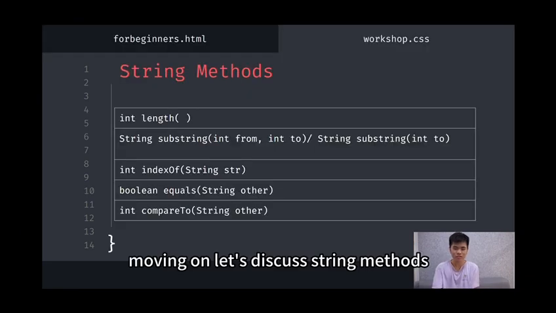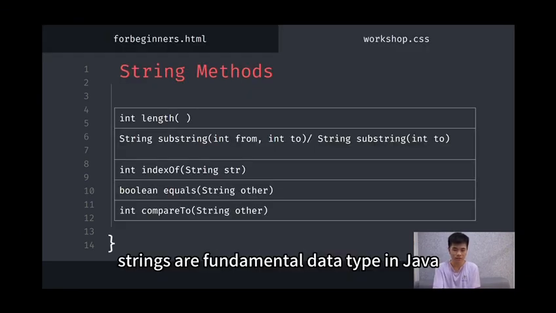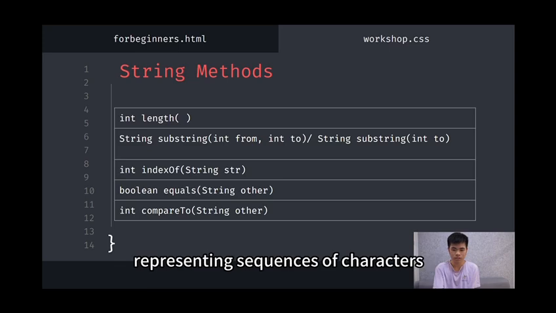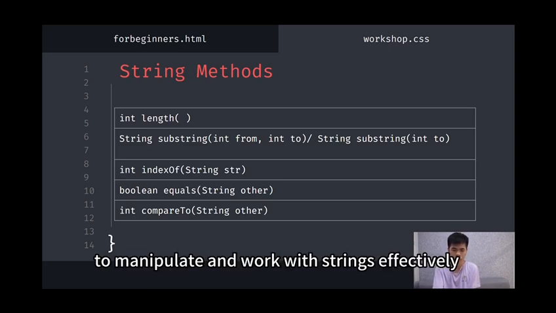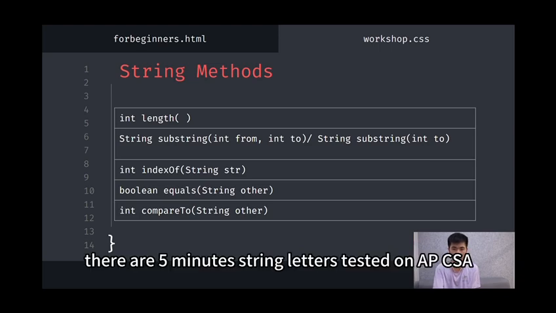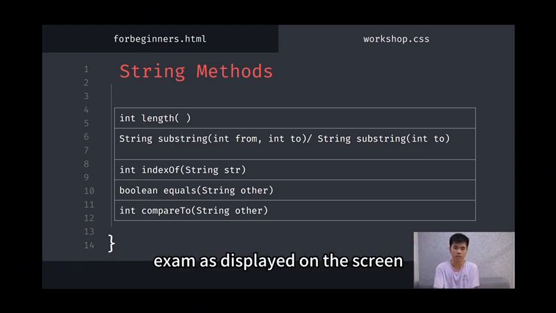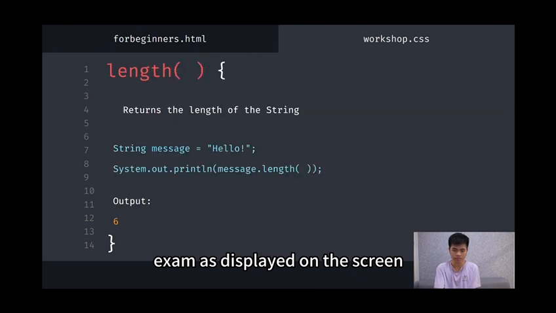Moving on, let's discuss string methods. Strings are a fundamental data type in Java, representing sequences of characters. String methods allow us to manipulate and work with strings effectively. There are 5 main string methods tested on the AP CSA exam, as displayed on the screen.